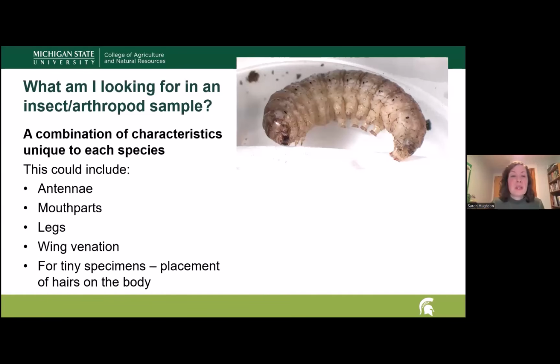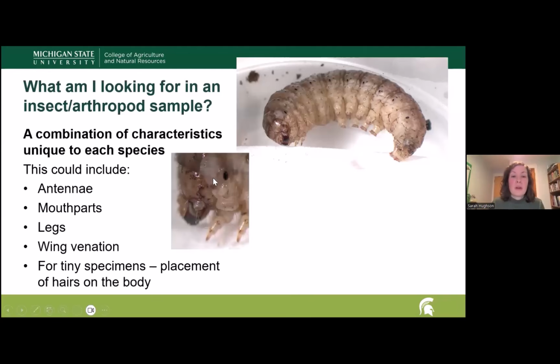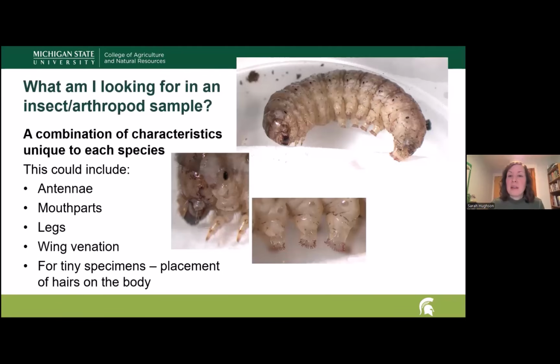So that could be things like the antennae on the insect. So here I've got the little cutworm, and you can see one of its antennae here on the side of the head. I might be looking at things like the mouth part of the insect. Does it have chewing mouth parts? Does it have sucking mouth parts? I might be looking at the legs.